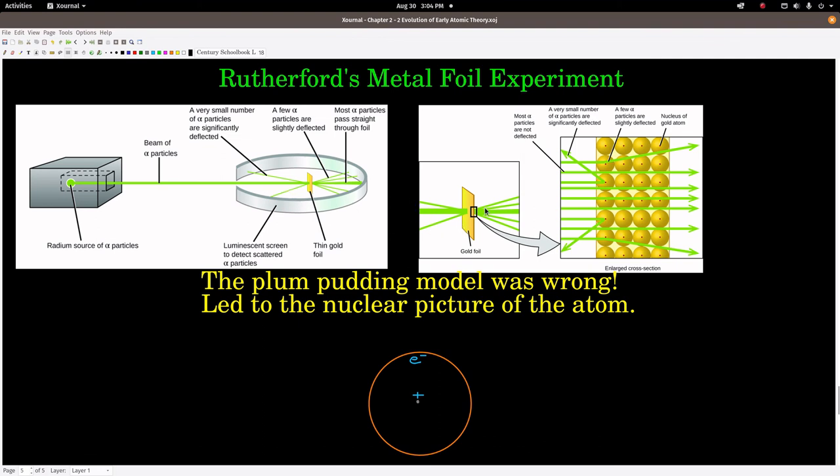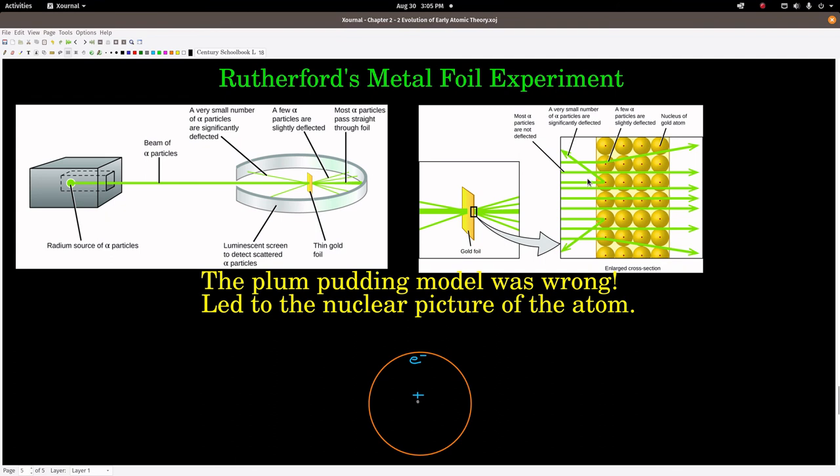Because these alpha particles, which would be on the order of the size of a nucleus, would go through, and most of the time they'd miss the nucleus because the nucleus is so small, so they just go straight through. But if one came close to a nucleus, it would be deflected because like charges repel, the positive charges repel. And we'd see a deflection. If it hit a nucleus, it'd bounce back. And that explained their data very well. That's Rutherford's metal foil experiment, gold foil experiment.